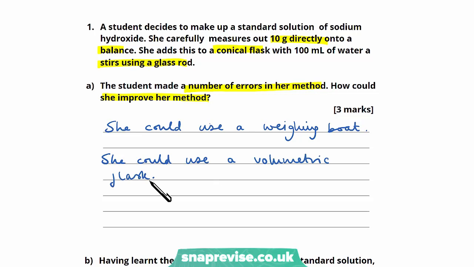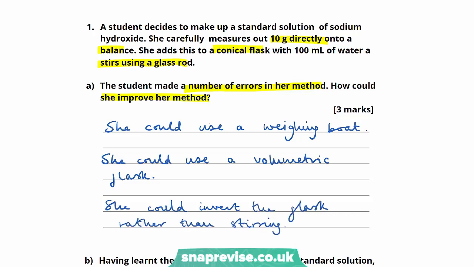And for our third and final suggestion of improvement, the method says that the student stirred using a glass rod. Alternatively, the student could invert her flask, in this case her volumetric flask, which we said she should use, to ensure that no residue is left on the glass rod. So for each of those corrections, we receive 1 mark. She could use a weighing plate, she could use a volumetric flask, and she can invert the flask rather than stirring with her glass rod.